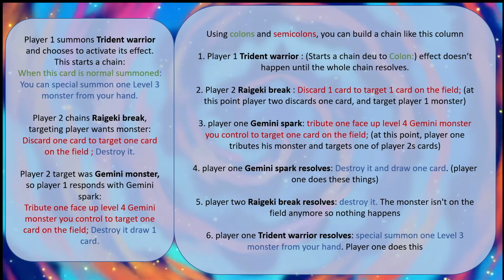Now the chain actually resolves because that was the last action played. Gemini Spark goes first, it destroys and draws 1 card, and then we move on to the second card that was played and destroy it. The monster isn't on the field anymore, so nothing happens, the target is gone, the card basically just goes to the graveyard. And then we go on to the first card that was played. He gets a special summon, the 1 level 3 monster from the hand. This is just for us to understand when I'm allowed to chain. What can I even chain to? And what can I do during this chain to stop my opponent from activating his effects? We'll be talking about targets on the field in a little bit, just so you can understand what actually happens when targets move or disappear.